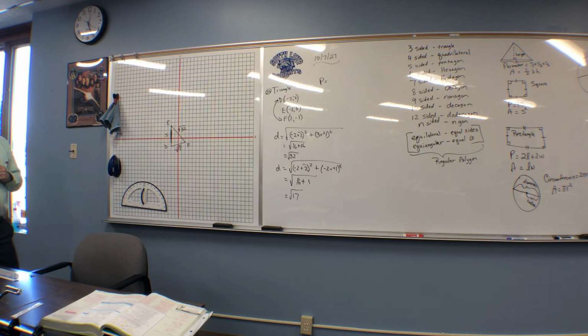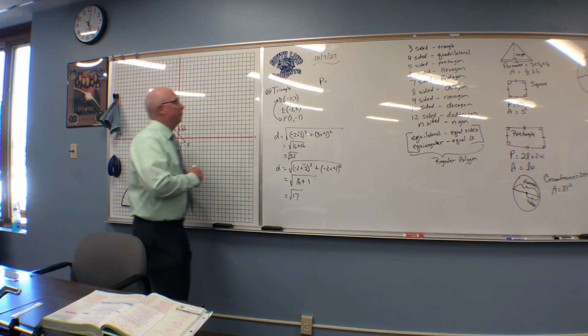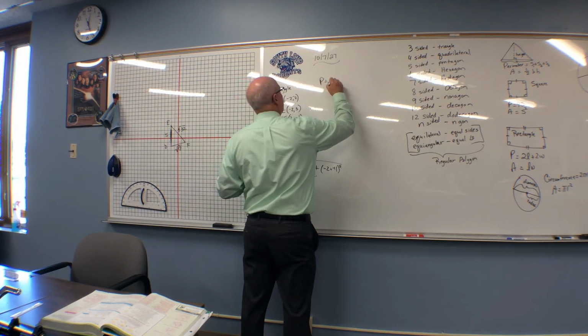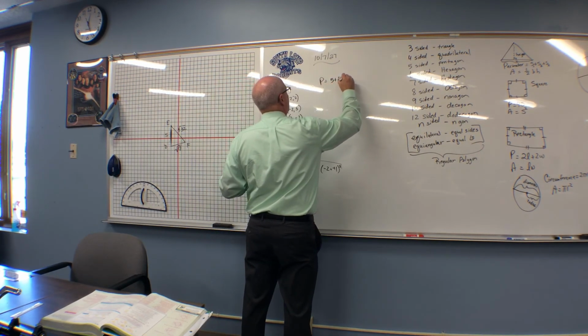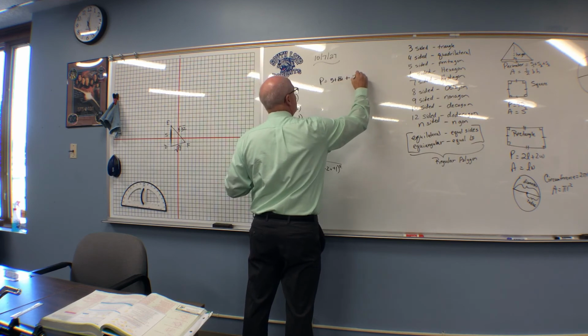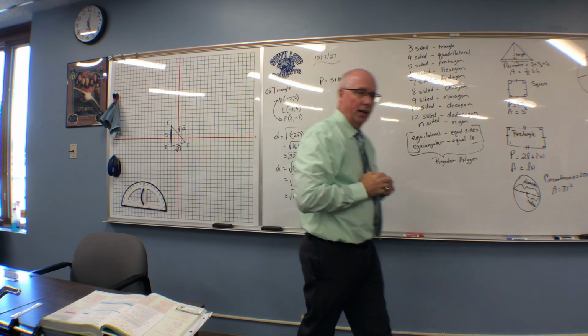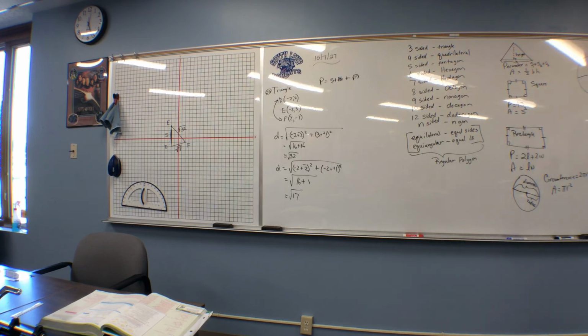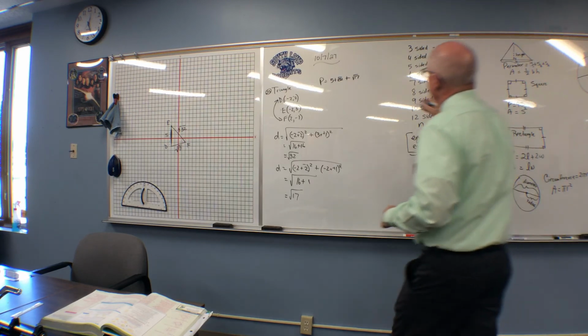Okay, ready? So the perimeter is 5 plus the square root of 32 plus the square root of 17. So you're going to put 5 on your calculator, 5 plus the square root of 32 plus the square root of 17, and to the nearest tenth, tell me what the perimeter is.